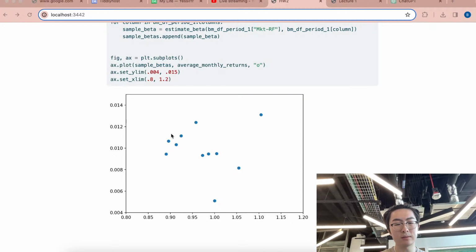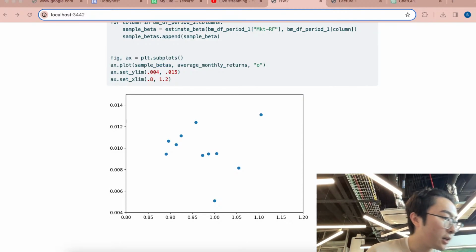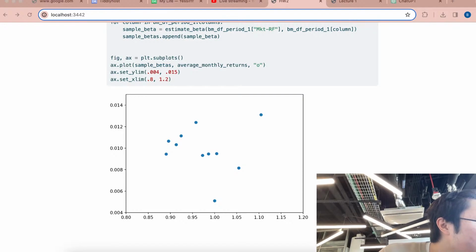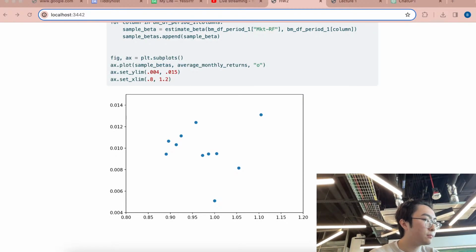I'm trying to think. We should probably label each of these too. I forgot how I did that in the earlier section. For column in columns.